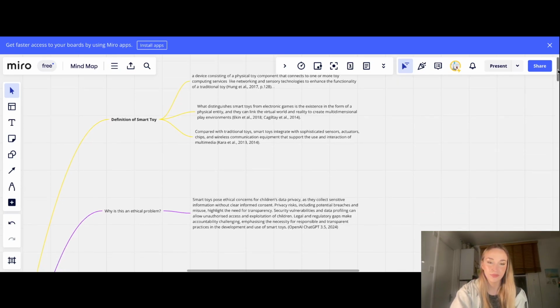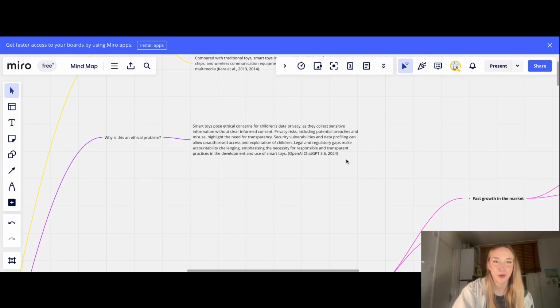Additionally, smart toys incorporate sophisticated sensors, actuators, chips, and wireless communication equipment that support the use and interaction of multimedia. So why is this an ethical problem, and why are we talking about smart toys? Well, smart toys pose ethical concerns for children's data privacy as they collect sensitive information without clear, informed consent. Privacy risks, including potential breaches and misuse, highlight the need for transparency.